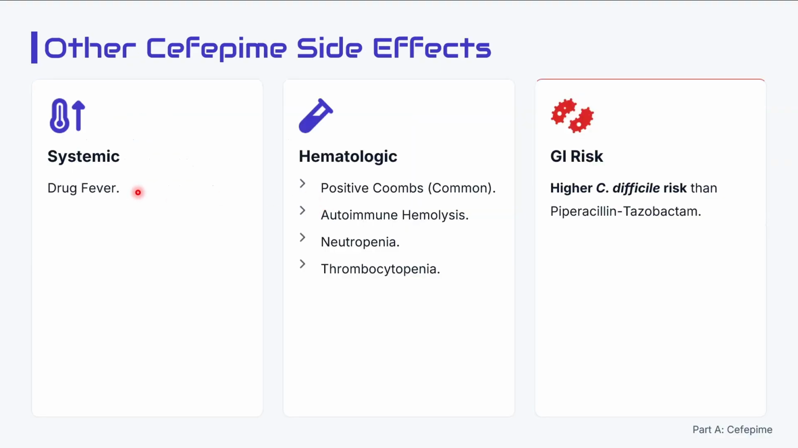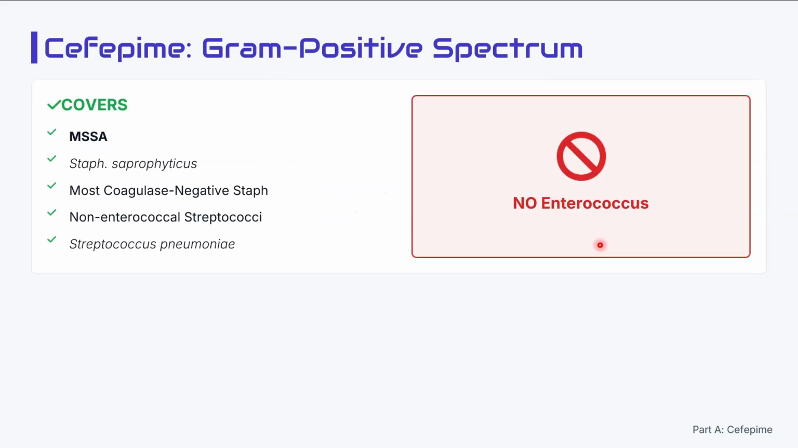Cefepime side effects are mainly drug fever. It can lead to hematological manifestations, which, although rare, can cause a positive Coombs reaction and autoimmune hemolysis with neutropenia and thrombocytopenia. All three cell lines could be affected. It can also carry a higher Clostridium difficile risk than Piperacillin tazobactam. It is compared with Piperacillin tazobactam because both cover Pseudomonas, whereas cefepime can cover the AmpC spectrum of organisms, where Piperacillin tazobactam cannot. Piperacillin tazobactam is a beta-lactam beta-lactamase inhibitor group of drug, whereas cefepime comes under fourth generation cephalosporins.